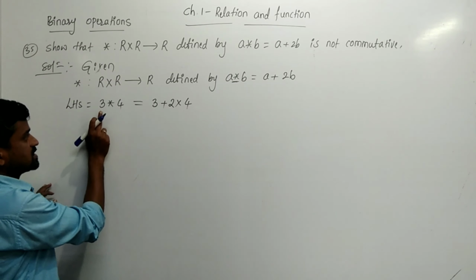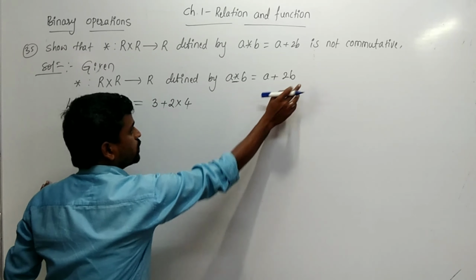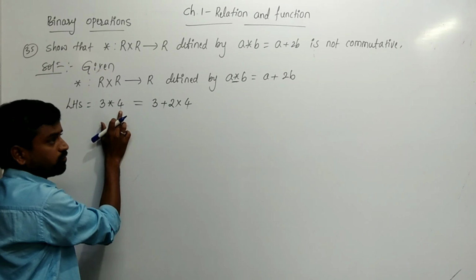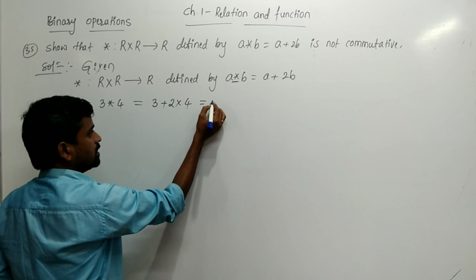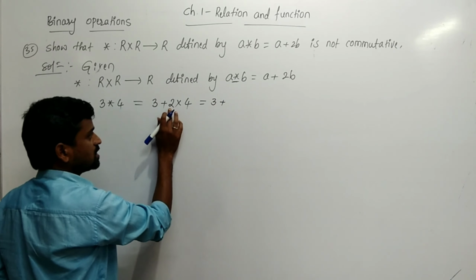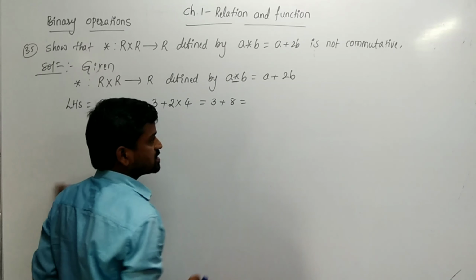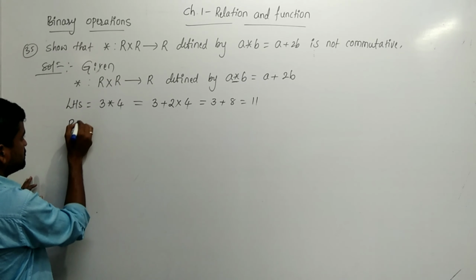Okay. LHS 3 star 4, A star B is A plus 2 into B. 3 star 4, A is 3, B is 4. 3 plus 2 into 4. Then 3 plus 2 into 4, 8. It is 11. Then RHS.